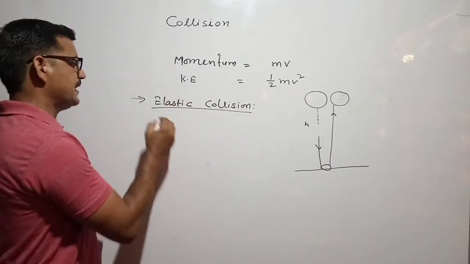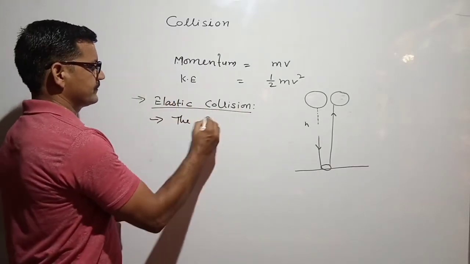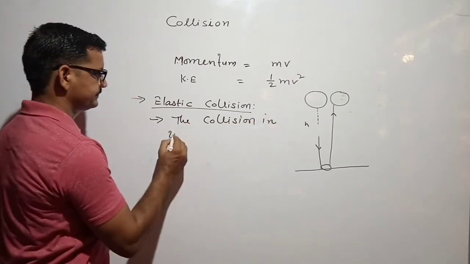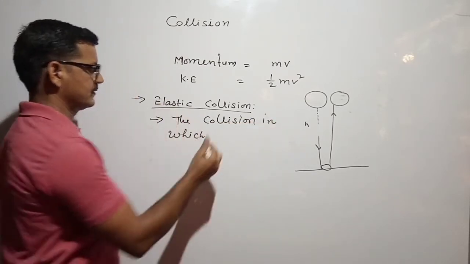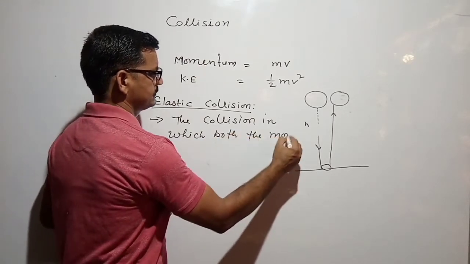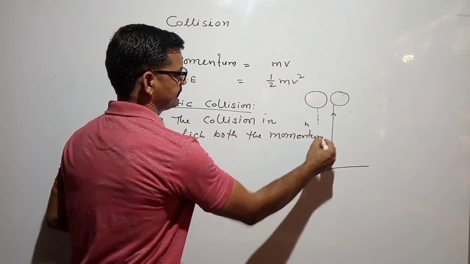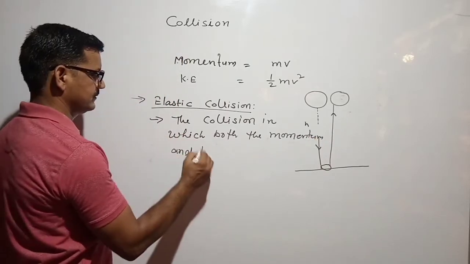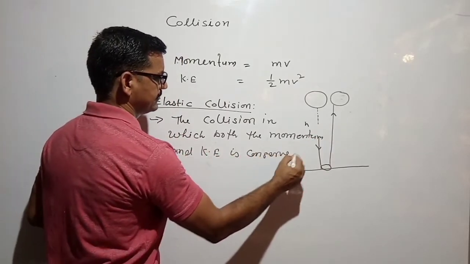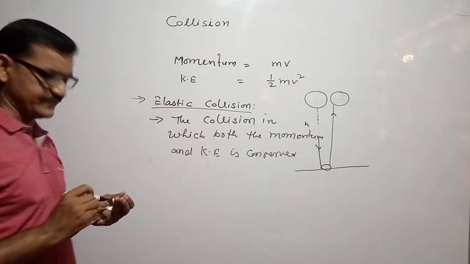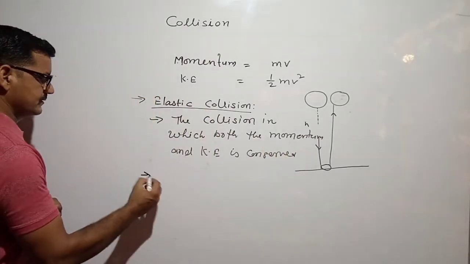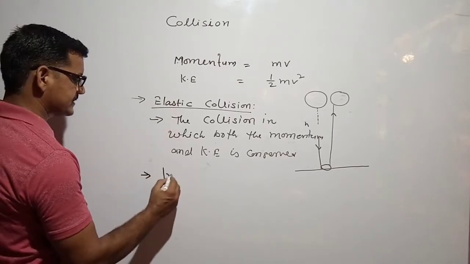So how will we define the elastic collision? The collision in which both the momentum and kinetic energy are conserved is called elastic collision. And the second type of collision is inelastic collision.